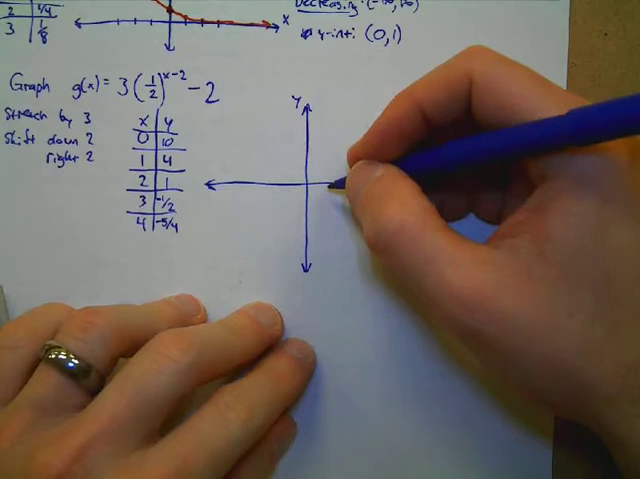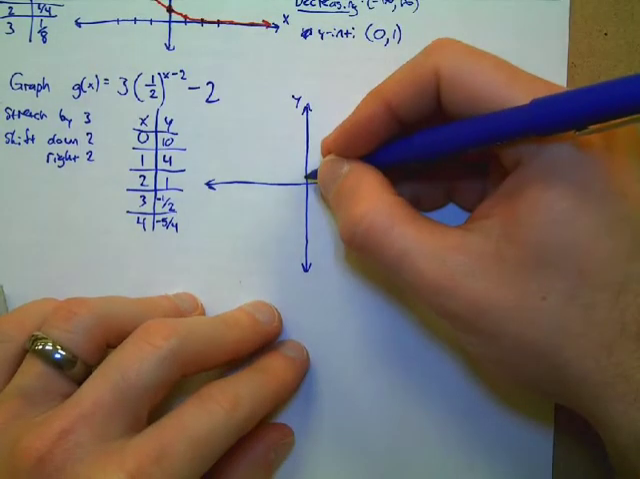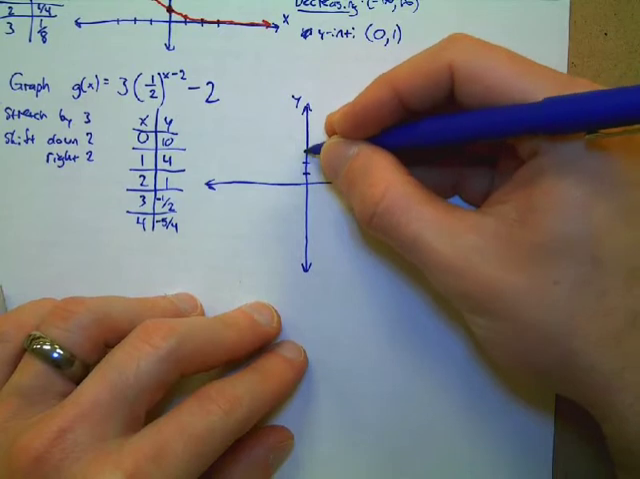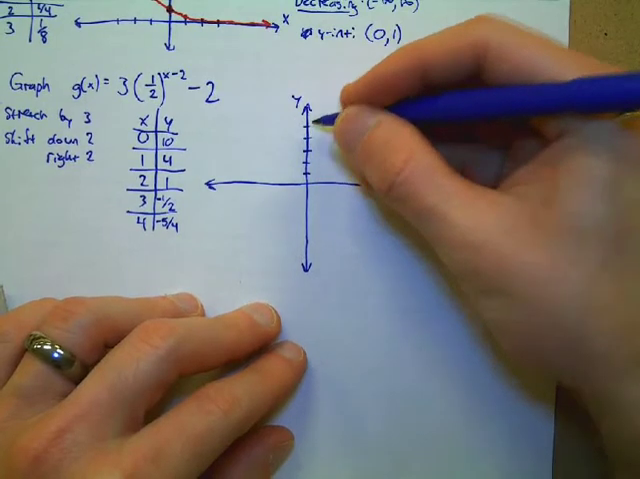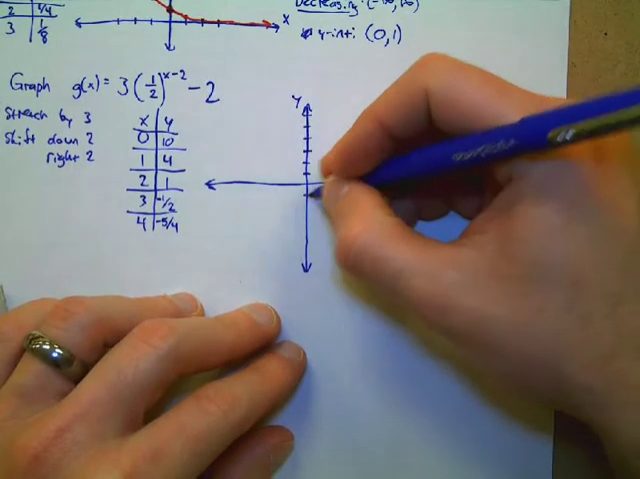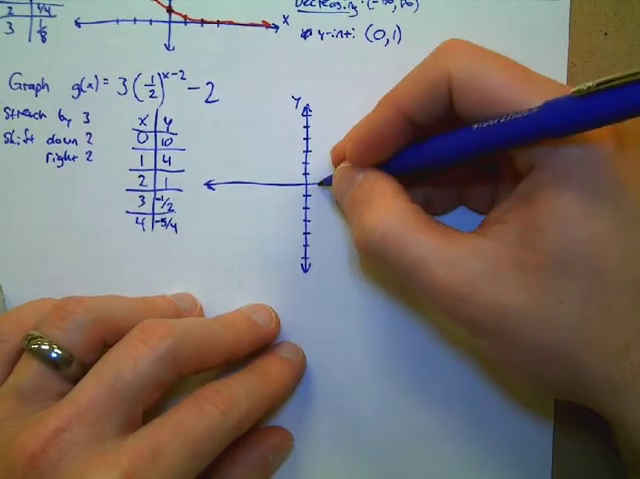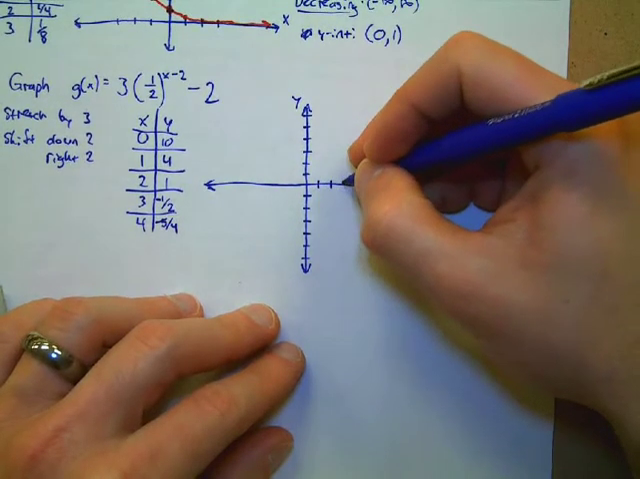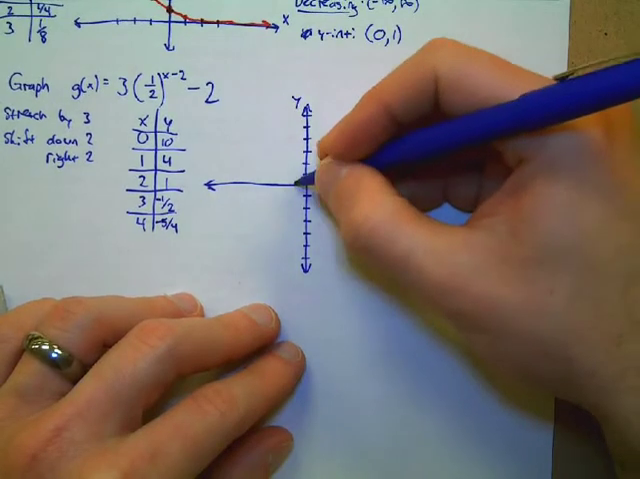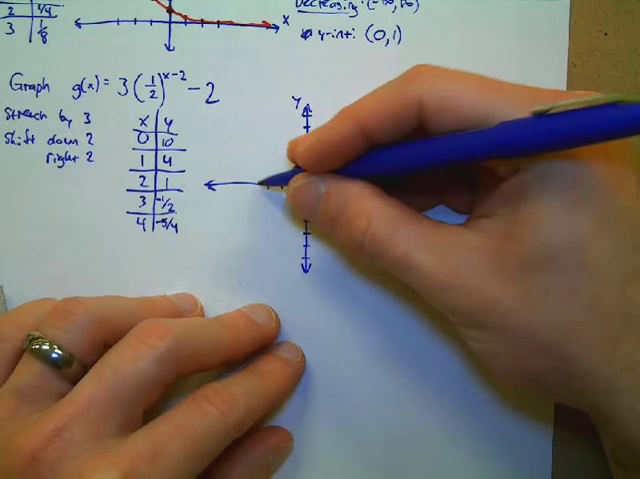Ooh, 0, 10. That's not going to quite fit. Let me see if I can make it fit. No, I don't want to do that too much. 1, 2, 3, 4, 5, 6. Okay.